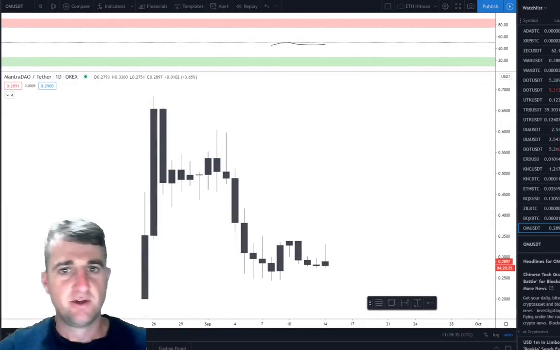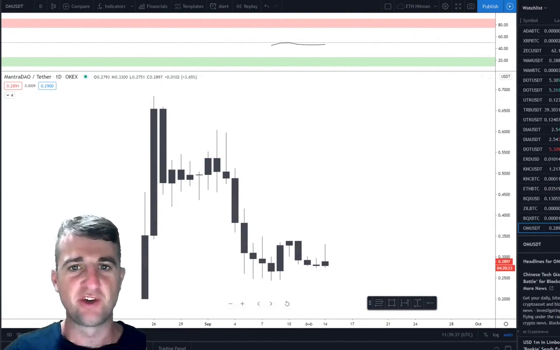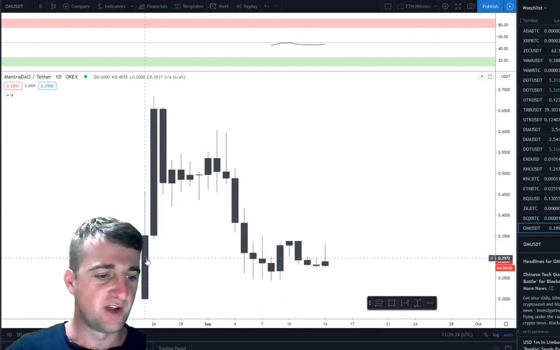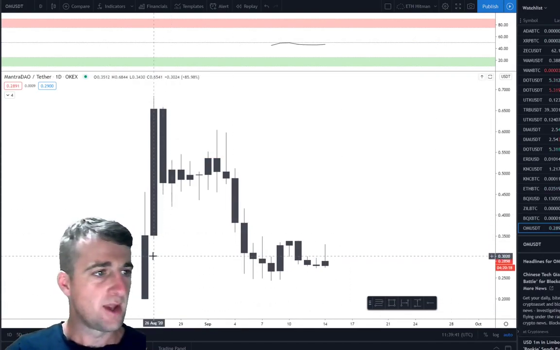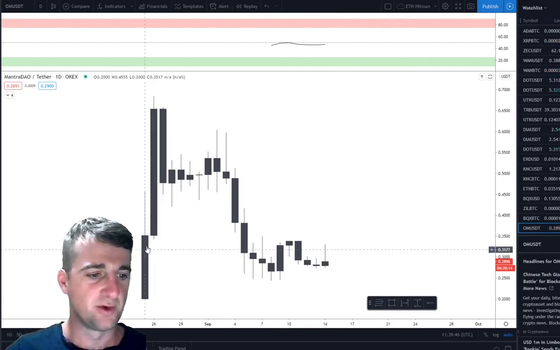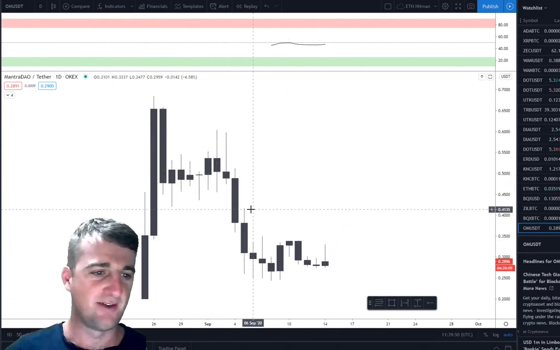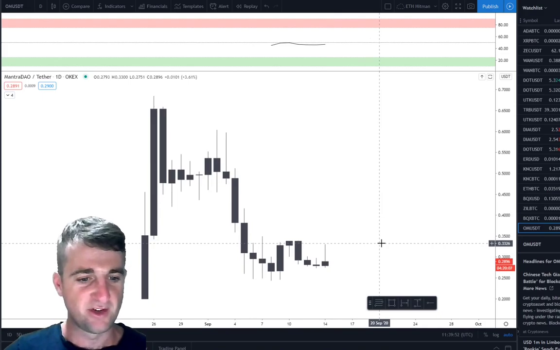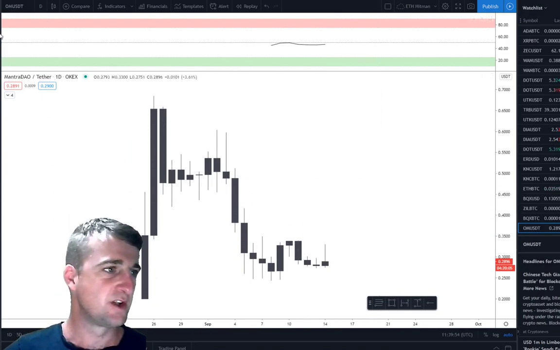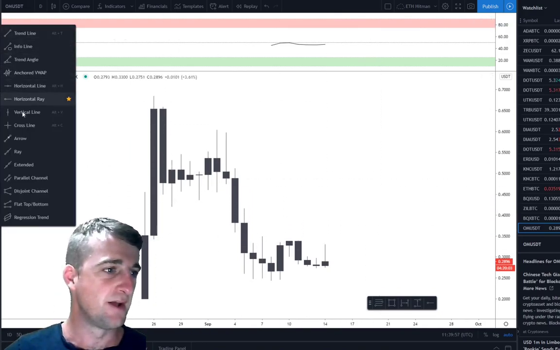So let's just finish up by looking at some chart analysis, and as you can see, we don't have much data. We have OKX here. This is Mantra DAO versus Tether. It only got listed last month really, so we've got about 25 days worth of data, so you can't really do much, but you can potentially eye up a couple of areas of resistance that we've expected and what we've hit.